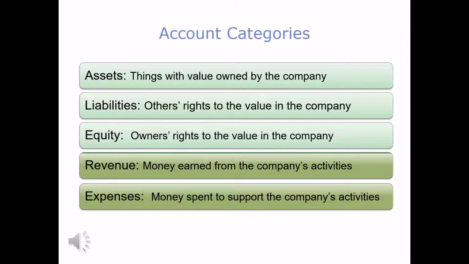The reason that these are in two different colors is to indicate which report these categories are shown on. Assets, liabilities, and equity are combined to show on the balance sheet, and revenue and expenses are both put onto an income statement.